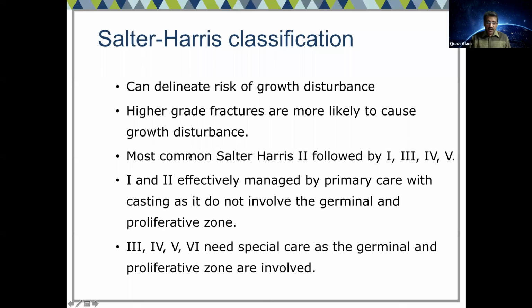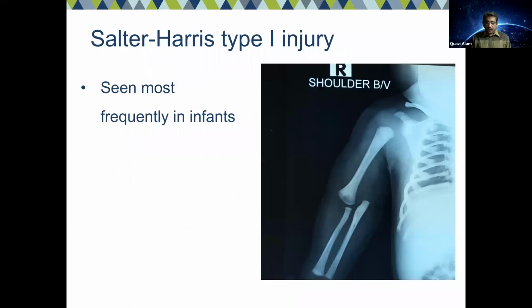If you want to know which are more common in day-to-day practice, the Salter-Harris type 2 is the most common one, followed by 1, then 3, 4, and 5. Type 1 and 2, as the germinal layers are not involved, can be effectively managed conservatively. While type 3, 4, 5, and 6 need special care as the germinal and proliferative zones are involved. So this is a very common example of a Salter-Harris type 1 injury, seen most frequently in infants.